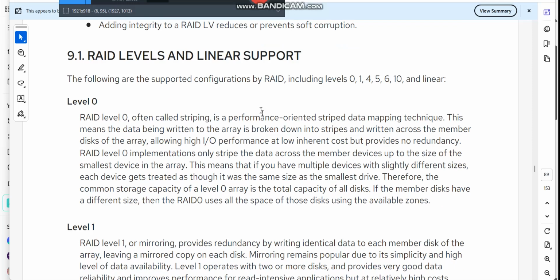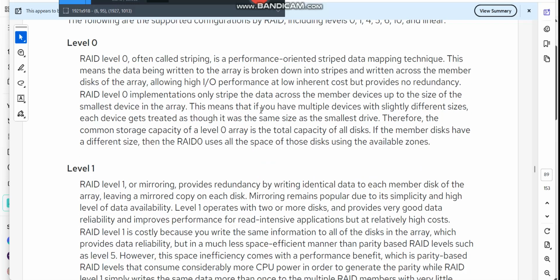RAID levels and linear support. The following are the supported configurations by RAID, including level 0, 1, 4, 5, 6, 10, and linear. Level 0. RAID level 0, often called striping, is a performance-oriented striped data mapping technique. This means that data being written to the array is broken down into stripes and written across the member disks of the array, allowing high input or output performance at low inherent cost but provides no redundancy.